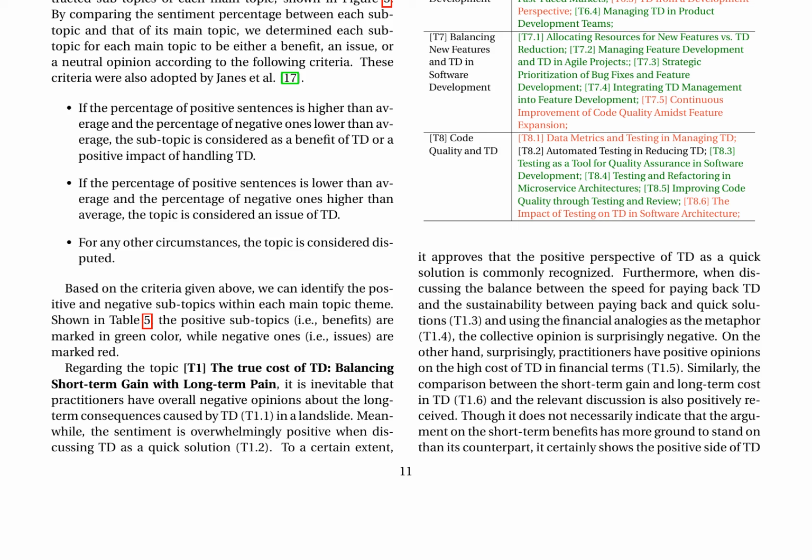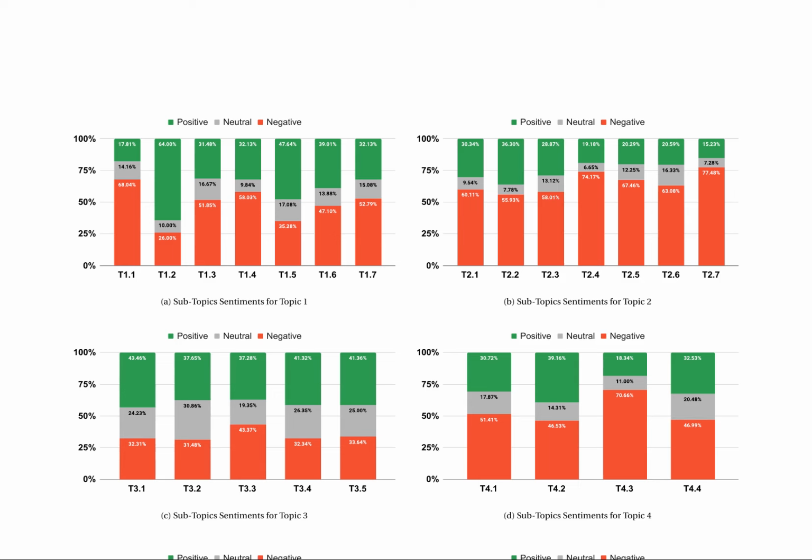In terms of managing TD, the paper suggests that team collaboration, specific tools, and strategies can help reduce TD. The role of engineers in managing TD is highlighted, along with the importance of team involvement in decision-making.